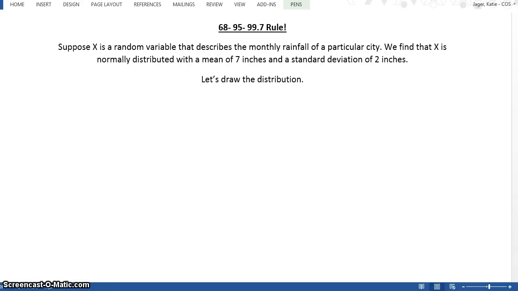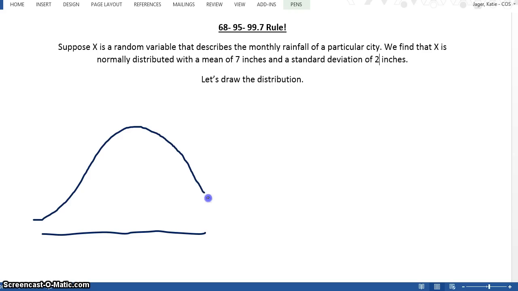Hello class, this is a short example of how to do a normal distribution problem using the concepts of the 68, 95, 99.7 rule. In this example, let's suppose that x is a random variable that describes the monthly rainfall of a particular city. And we find that x is normally distributed with a mean of 7 and a standard deviation of 2 inches. What that means is that our mean is equal to 7 and our population standard deviation is equal to 2.